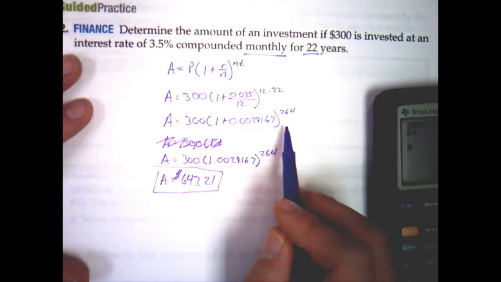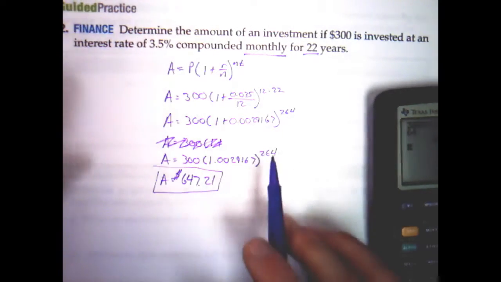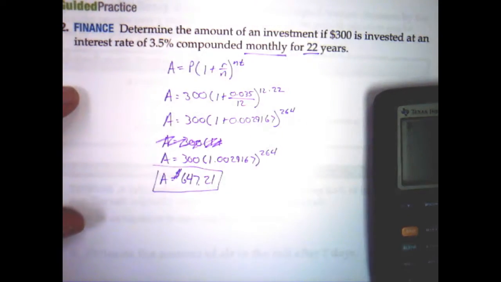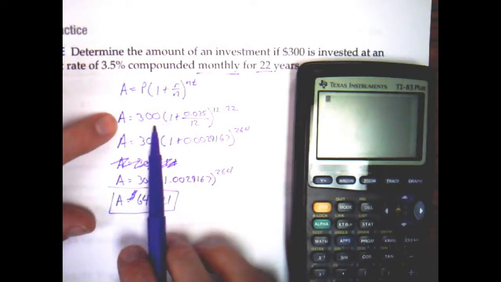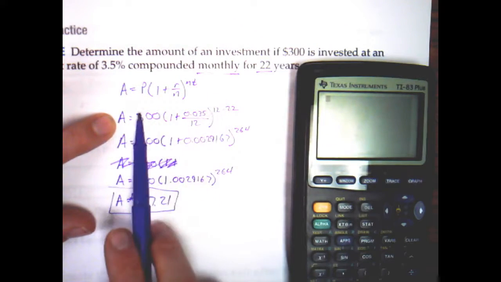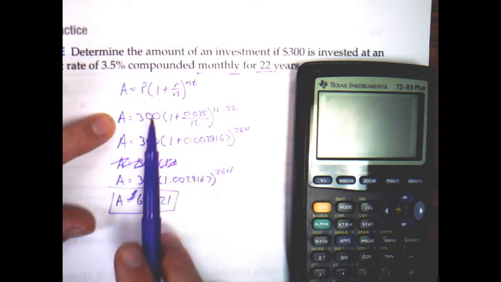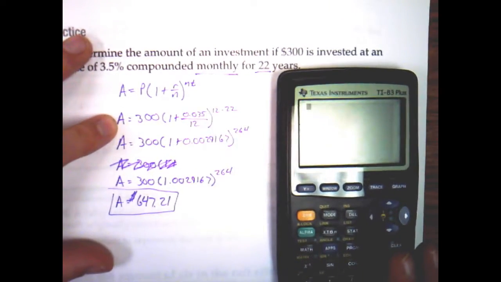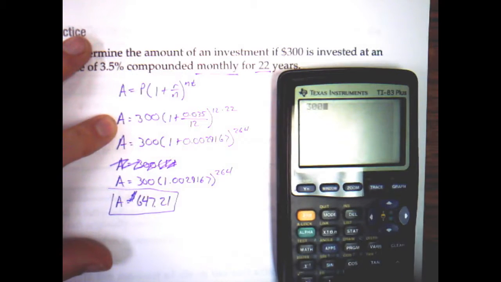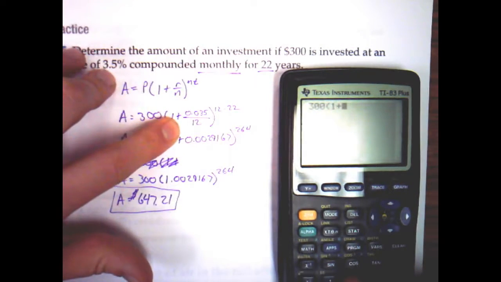Now, one thing I want to talk about here is notice when I simplified here, I rounded this decimal. This decimal went on further for about 5 more digits or so. If you are really good with your calculator, you can type this entire equation into it, but you need to be very careful. Okay, let's see if I can get it done correctly here on the first try. So 300 times 1 plus, now I need another set of parentheses for this fraction.